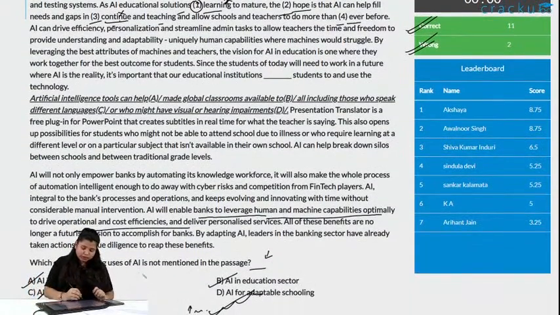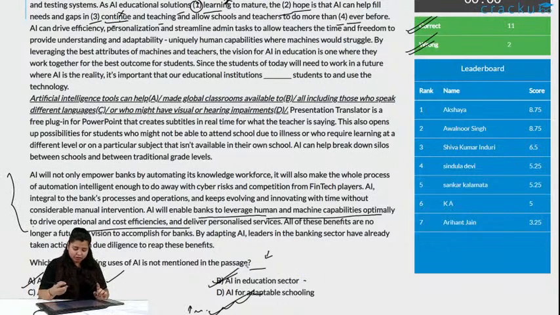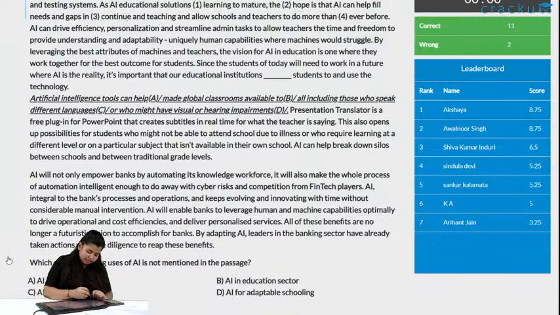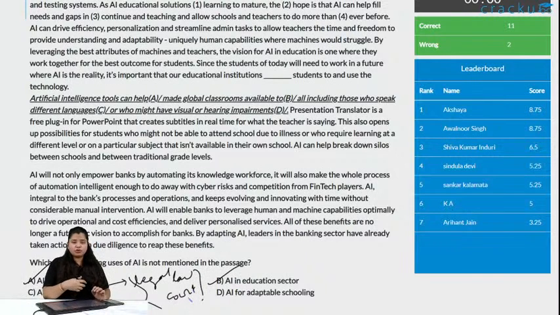Which of the following uses of AI is not mentioned in the passage? AI in banking sector, yes, in the last paragraph we have already seen this. AI in educational sector, yes, in the first 2 parts. AI in judicial system, can you see AI in judicial system? What is the judicial system? It is to do with legal matters, law, courts, they come under the judicial system. Have we come across anything that mentioned the judicial system? No, so not option C. And AI in adaptable schooling, we have seen schooling.